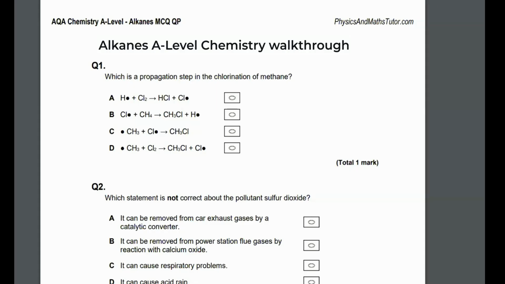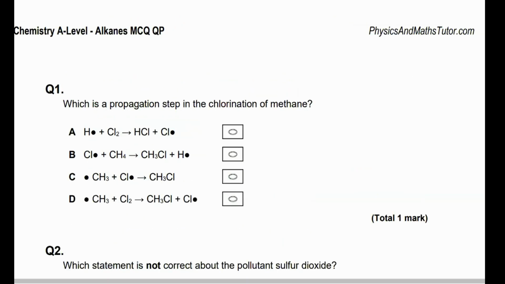We're looking at alkanes, an A-level chemistry walkthrough. This is from the Physics and Maths Tutor website, and it's an MCQ question pack. This is just going to help you with your knowledge on alkanes. It's good for AS chemistry or A-level chemistry.